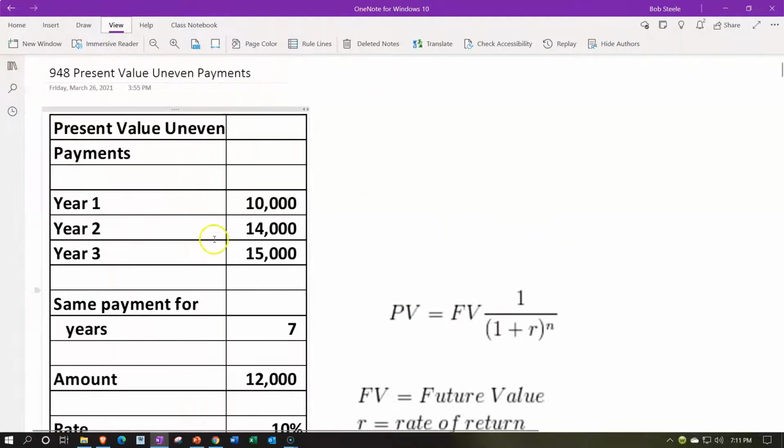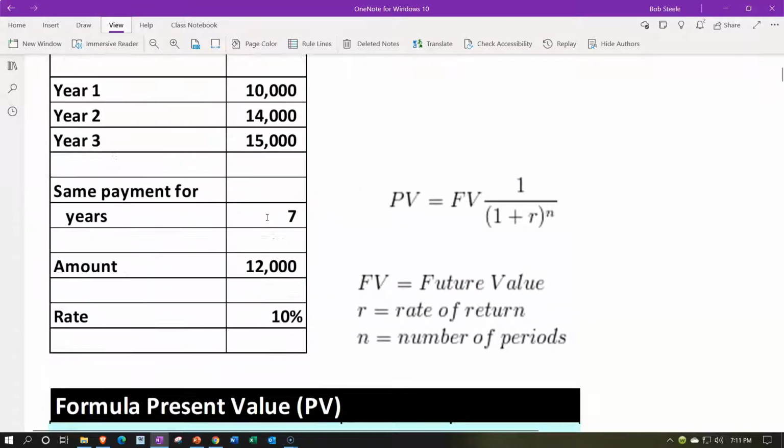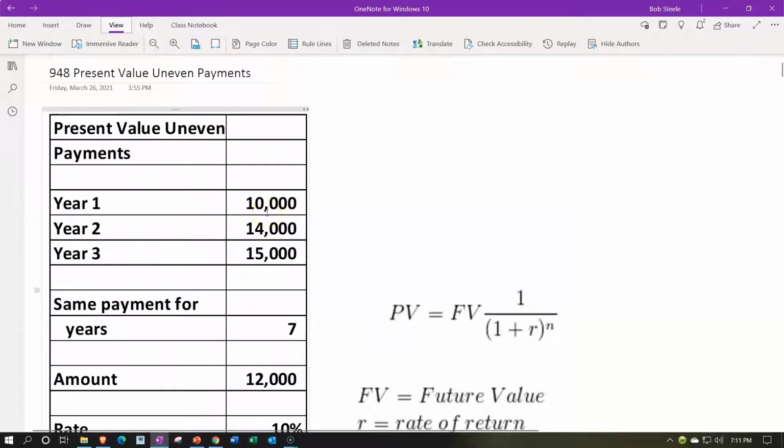Closing this then back out, we're going to have our information up top. We're going to be going through our calculations then on down below in the blue area. Here we have with our problems a little bit more complex than we've seen in the past. We have the present value uneven payments.